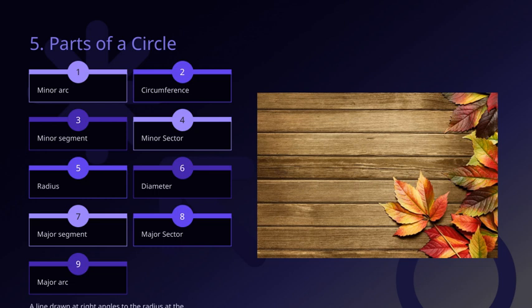When we talk about a minor sector, we're referring to the part of the circle bounded by two radii and the minor arc. Now, moving on, the diameter is a special line that passes through the center and touches 2 points on the circle, effectively dividing it into 2 equal halves. Sometimes, we encounter a major segment, which is larger than the minor segment, formed by a major arc. This is an arc measuring more than 180 degrees. Similarly, a major sector is a larger slice of the circle, bounded by a major arc and radii.